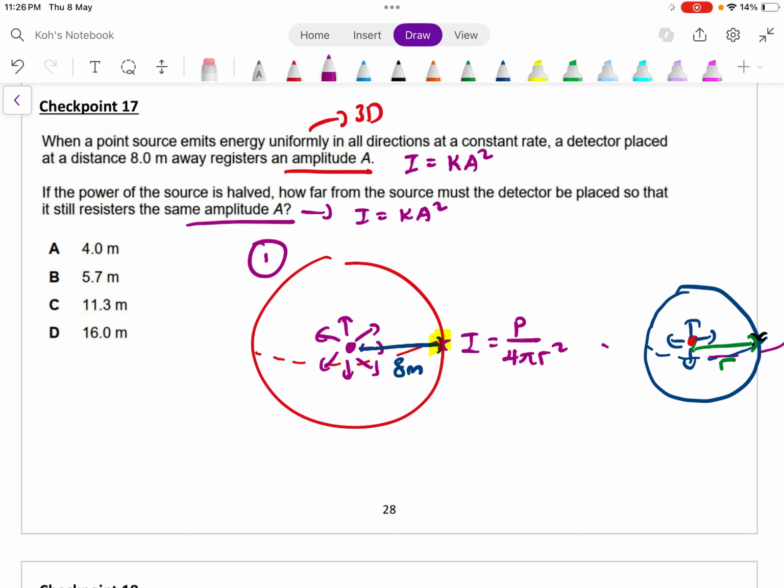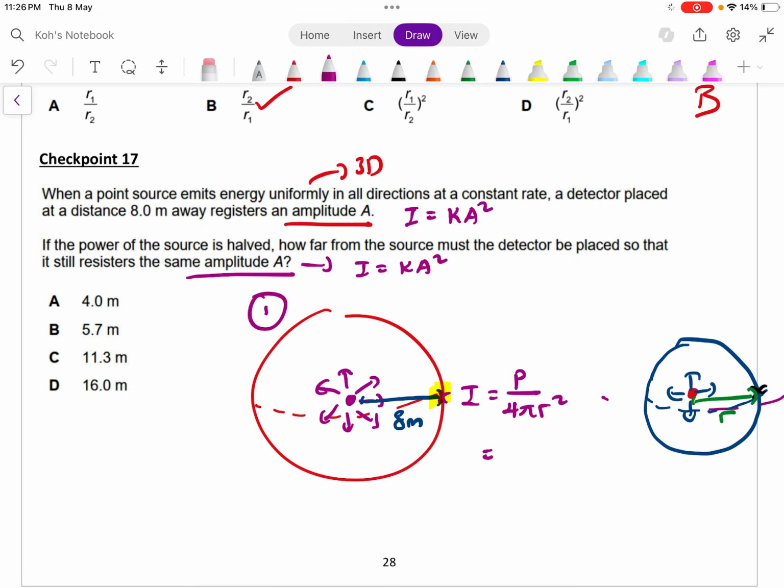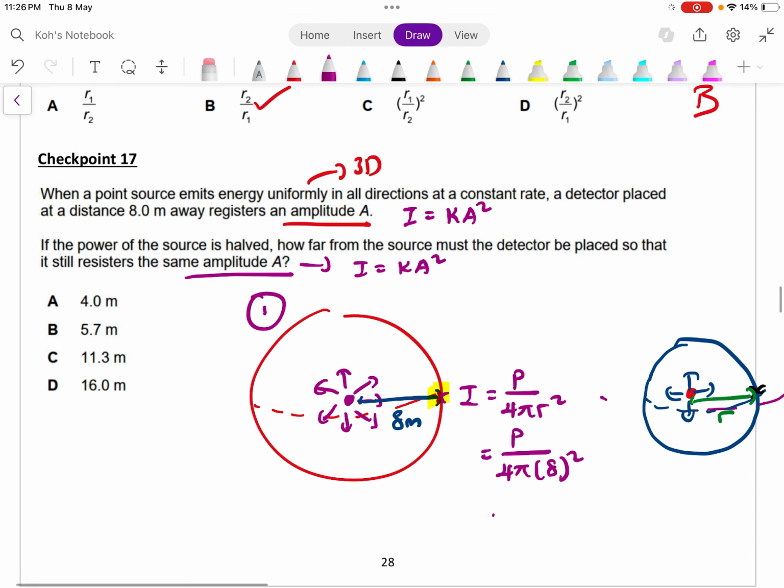So my intensity is power, where power is the power of the point source over 4 pi r squared. So what is my r squared? It is 8 squared, because it's 8 meters away from the source, so you just need to substitute in. P over 4 pi 8 squared. This will give you 64 times 4. So the intensity is power over 256 pi. This is for the very first case where you are 8 meters away from the source.